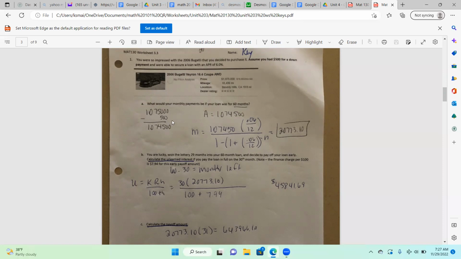So to figure out how much we're borrowing, we're going to take the price, $1,075,000, and subtract the 500. So we're borrowing $1,074,500. I'm missing a zero here, but my formula is correct.